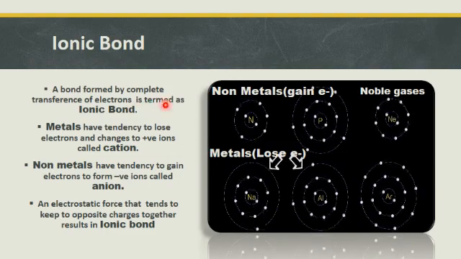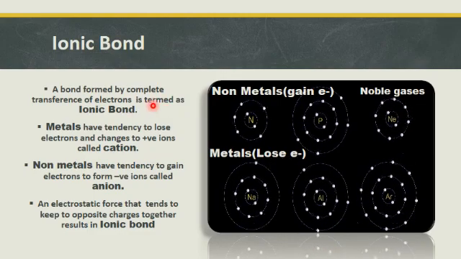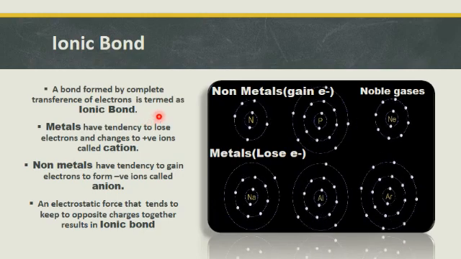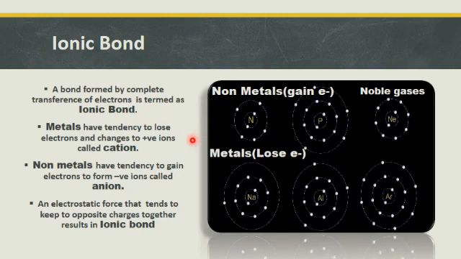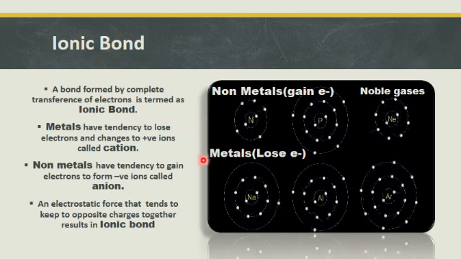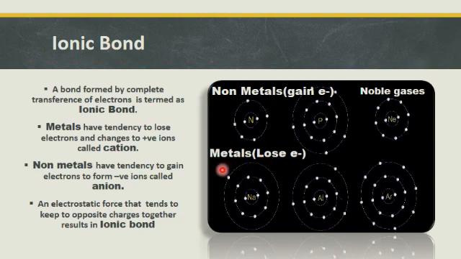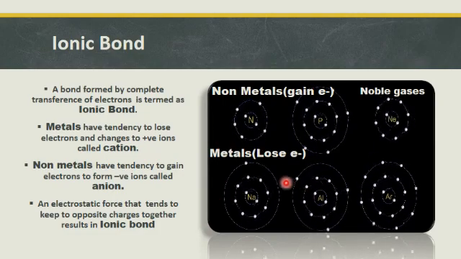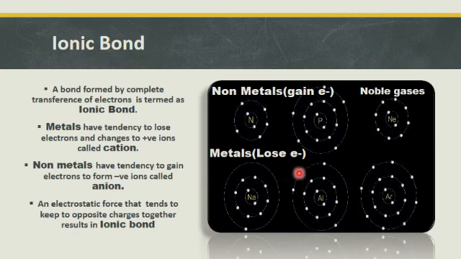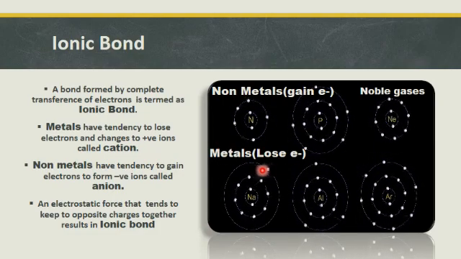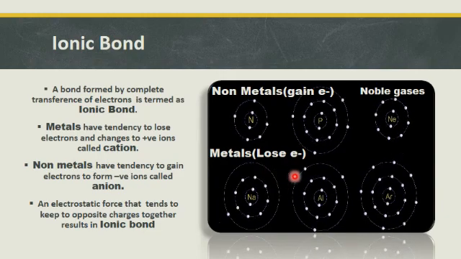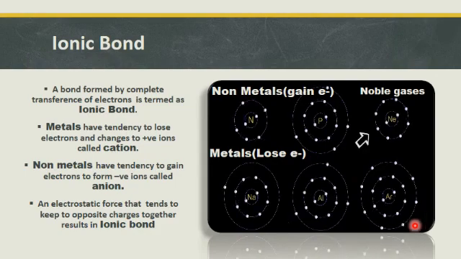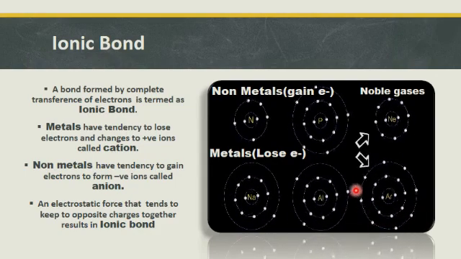A bond formed by complete transfer of electrons is termed an ionic bond. Metals, as you can see, have a tendency to lose their electrons. They have either 1, 2 or 3 electrons in their valence shell, the outermost shell, so they can lose those electrons and then acquire a noble gas configuration, that is, complete 8 electrons in their valence shell.